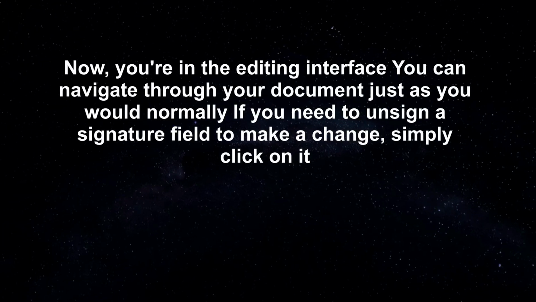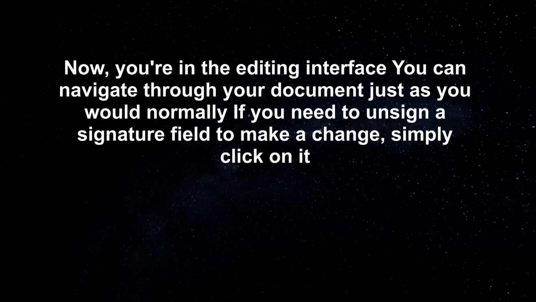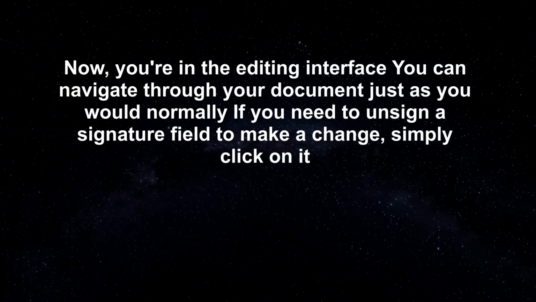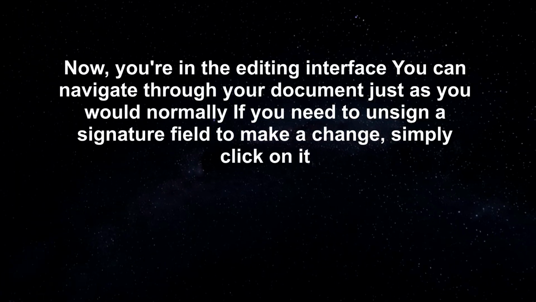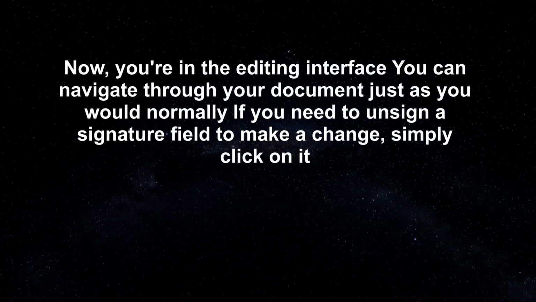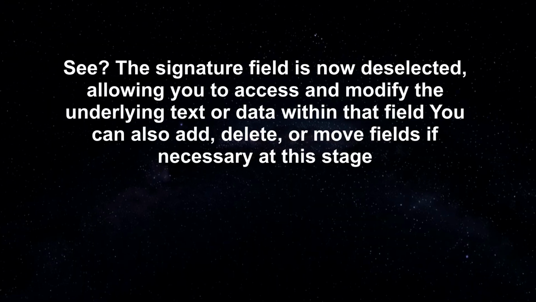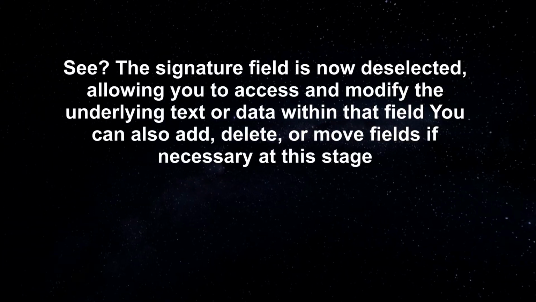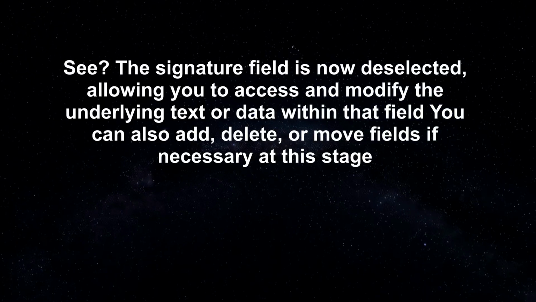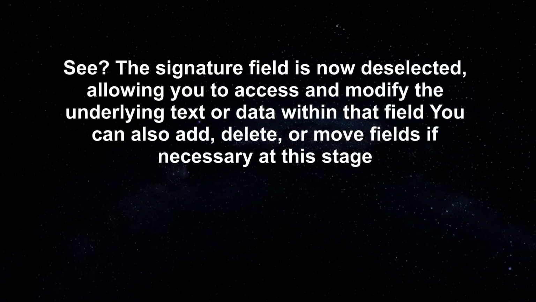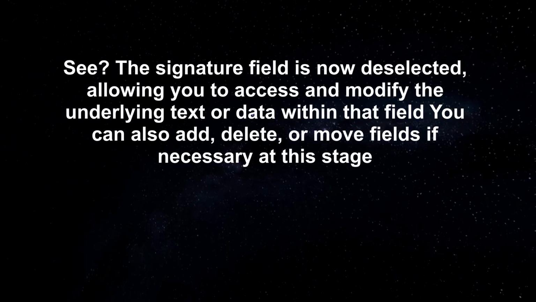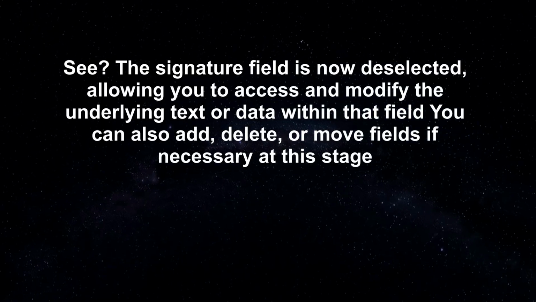Now, you're in the editing interface. You can navigate through your document just as you would normally. If you need to unsign a signature field to make a change, simply click on it. See, the signature field is now deselected, allowing you to access and modify the underlying text or data within that field. You can also add, delete, or move fields if necessary at this stage.